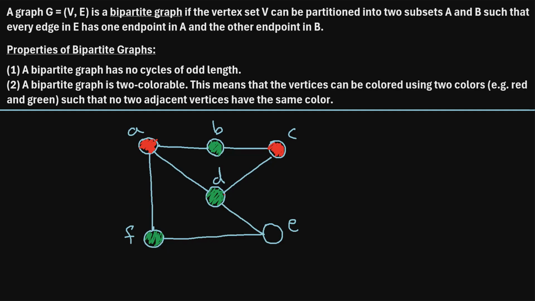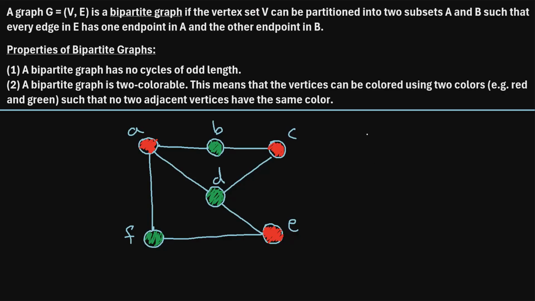Then if we move on to vertex D, every vertex that it is adjacent to needs to be colored red. So we can see it's adjacent to 3 vertices. So each of these need to be red. So A and C are already red. So let's color E red. And then for vertex E, every vertex that it is adjacent to needs to be colored green, which we can see it is. And then lastly, for vertex F right here, every vertex that it is adjacent to needs to be colored red, which it is. So we can see that this is a bipartite graph because no 2 adjacent vertices have the same color.